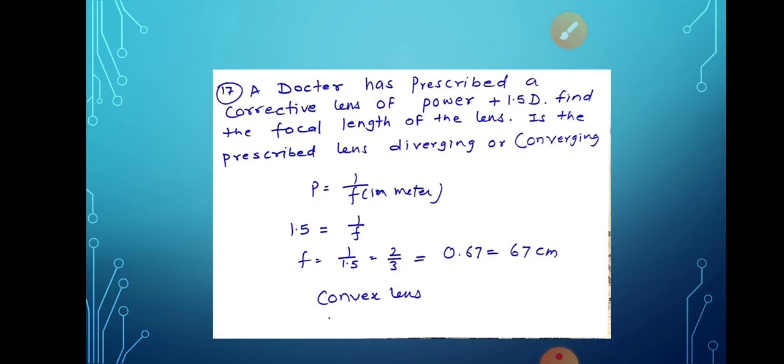So P equal to 1 upon f in meter. P is plus 1.5, 1 upon f. f equal to 1 upon 1.5. That is 2 upon 3, plus 67 centimeter. Hence, the lens will be convex or converging lens should be used. So these are the two questions which we have discussed today.